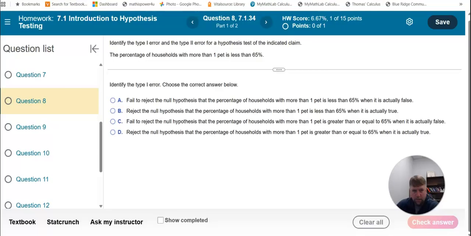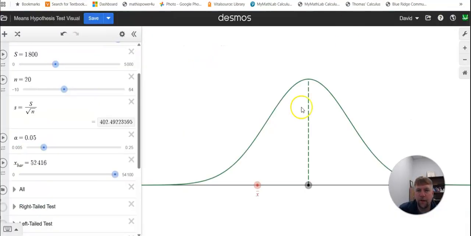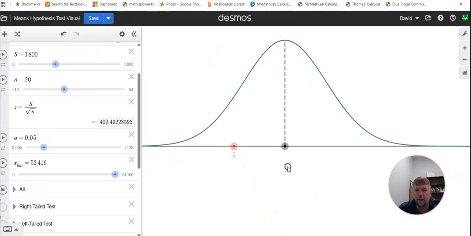All right, let's briefly talk about type 1 and type 2 error. I've got a visual here. This is a bell curve.